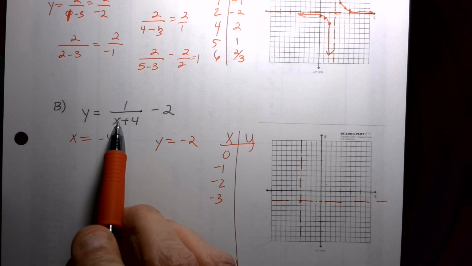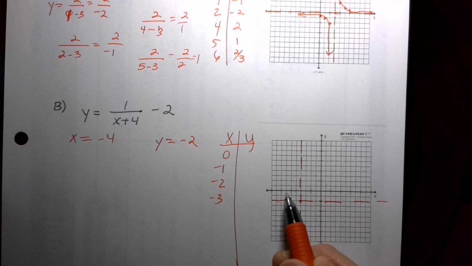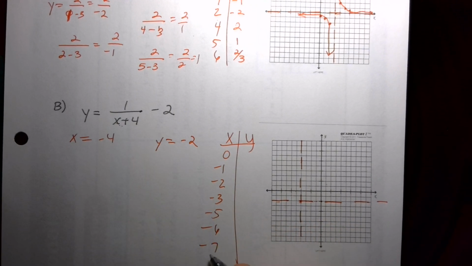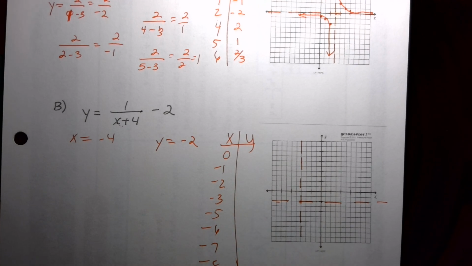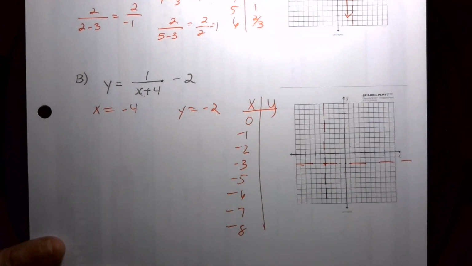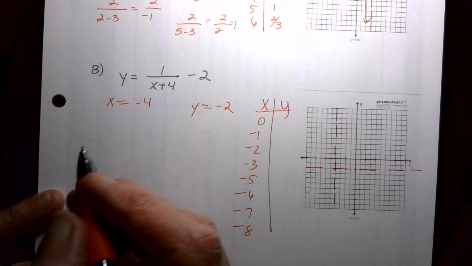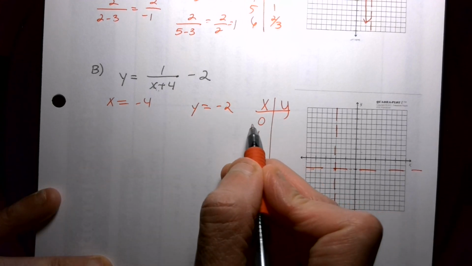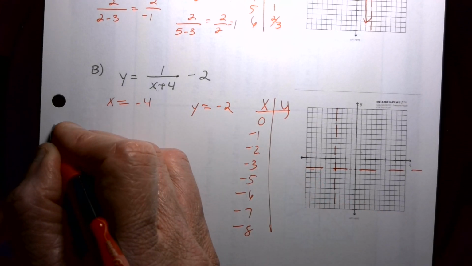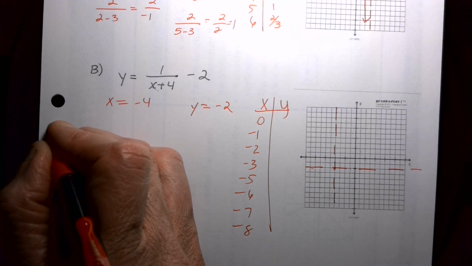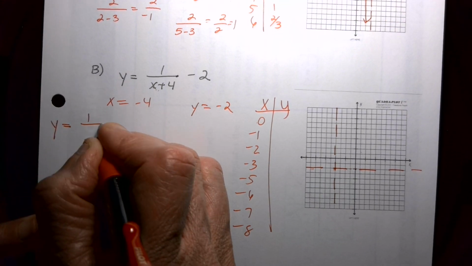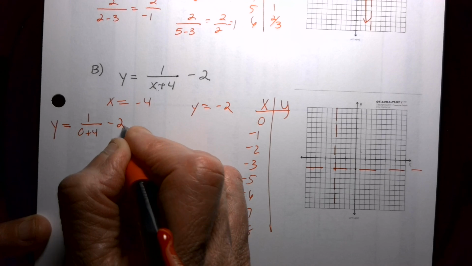Skip the negative 4 because that's what made that 0. Negative 5, negative 6, negative 7, and negative 8. I'm going to do more just for fun. All right. So y, let's get going. Throw in the 0. I think I'm going to need to do more work, so I'm going to put it over here. Y equals 1 over 0 plus 4, minus 2.